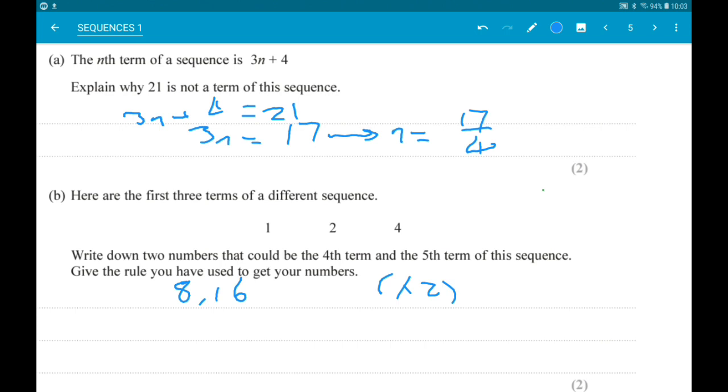Or the other one would be 7 and then 11. So what's happened there is the difference is going up by 1. So 1 add 1 is 2, 2 add 2 is 4, 4 add 3 is 7, 7 add 4 is 11. So for the rule for that, you could say something like add 1 more each time.